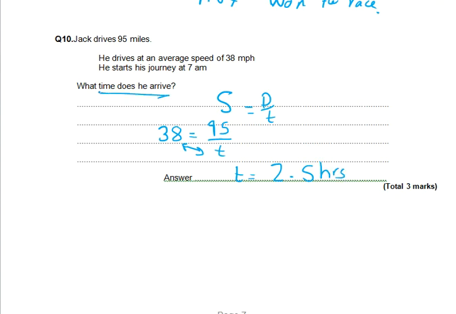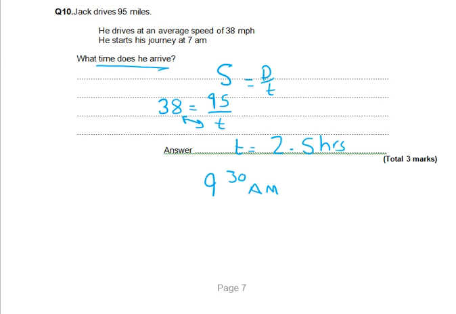But this question asks what time does he arrive, so 7 AM plus 2.5 hours. Now remember, 0.5 of an hour is half an hour, so it ends up being 9:30 AM. That's the time that he arrives.